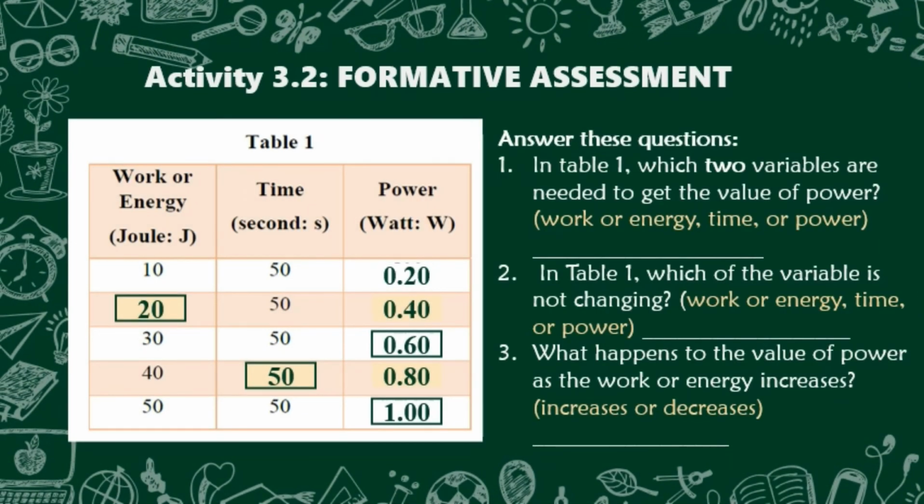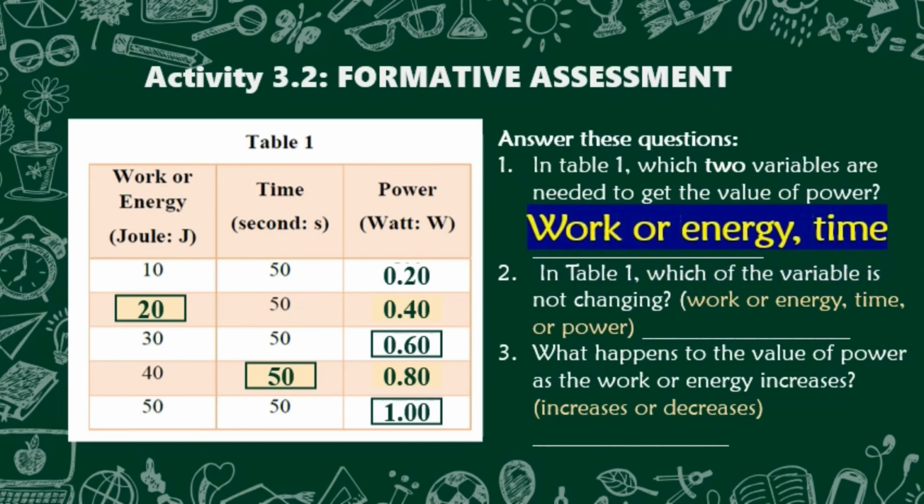So, let us have the guide question for table 1. So, kung makikita niyo sa table 1, ito yung na-solve na natin. So, kompleto na yung table. In table 1, number 1, which two variables are needed to get the value of power? Okay? So, ano nga ulit yung kailangan natin para makuha si power? Correct. That is work or energy and time. Very good. How about for number 2?